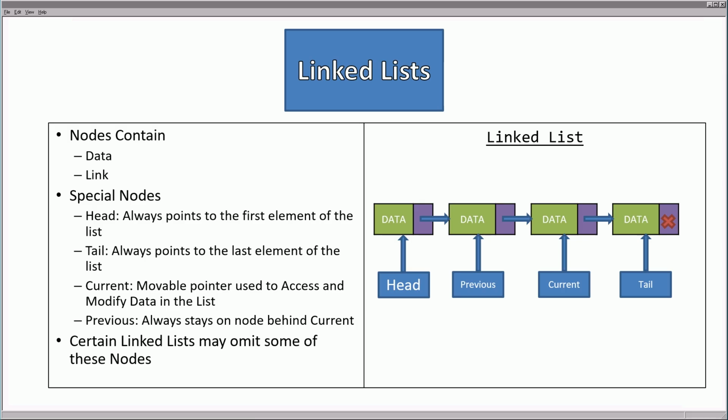You may also have special pointers to current, which refers to some current node of interest, and also a previous that stays one node behind the current node of interest. Now these special nodes, we'll go into further detail about them, and a lot of them, including tail, current, and previous, may be optional depending on the type of data structure that we're trying to create. But do keep in mind, every one of the linking structure has that first element. Every linking structure has a head.